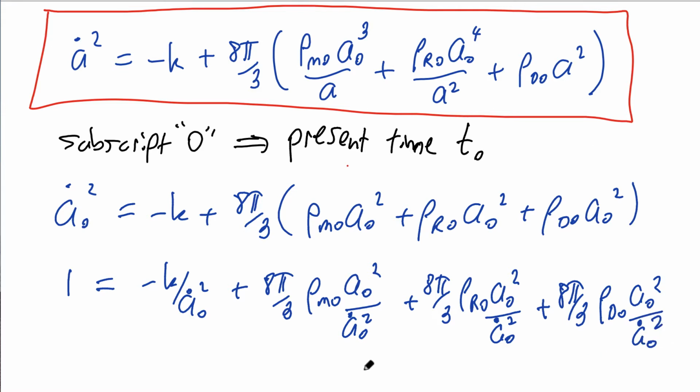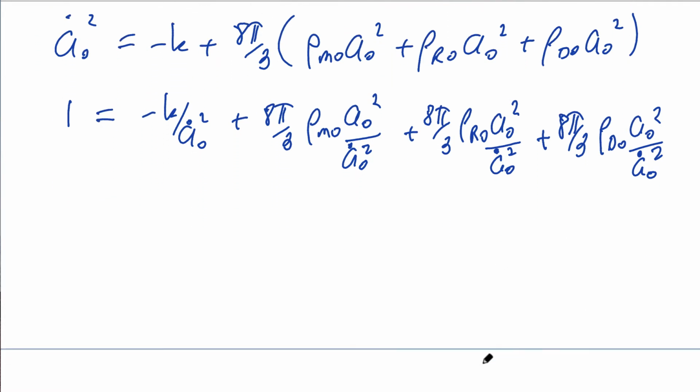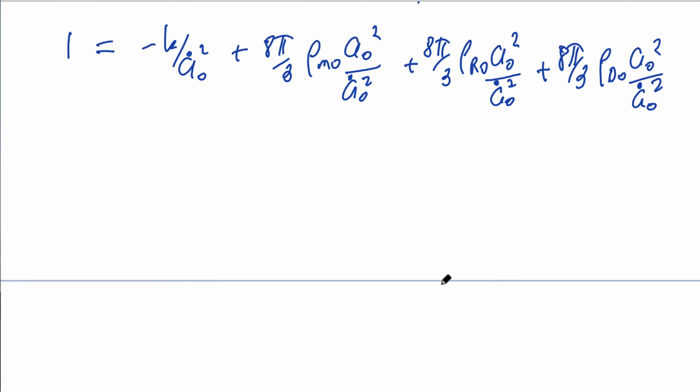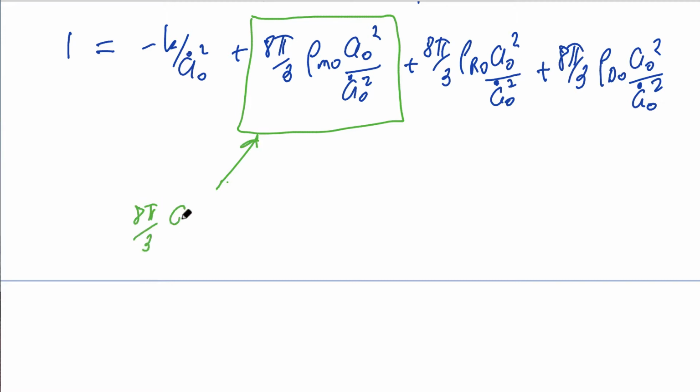Now each one of the terms in this equation is a dimensionless constant. They're constants, meaning they're independent of time t, and we can also check that they're dimensionless. For example, if you look at this term, this is really 8 pi over 3 times G rho m0 over c squared times a0 squared over a0 dot squared. And you can check that this is dimensionless.